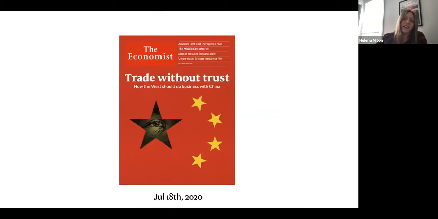It's something that is often acknowledged, that you get trade only if you have trust, and that the lack of trust is a problem for trade in general. So for instance, this is a cover from The Economist that appeared last year, and shows this pretty well.